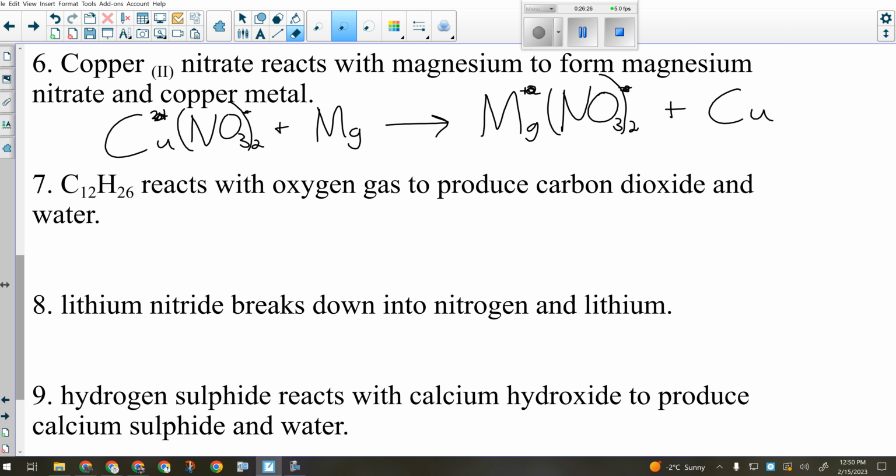Okay, now I need to identify what kind of reaction that is. Single replacement. I got ionic compound reacting with an element, forming different compound, different elements. So, single replacement. Okay, now I got to balance it. Good. Because everything's already balanced in that one. Okay, there's 1 copper on both sides, there's 2 nitrates on both sides, there's 1 magnesium on both sides, we're good. Okay, questions on number 6?